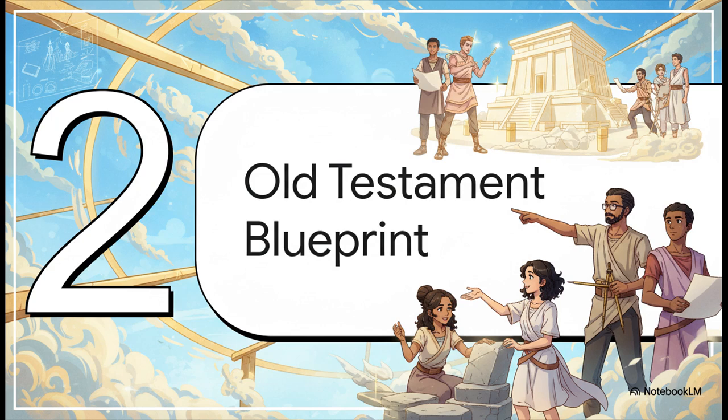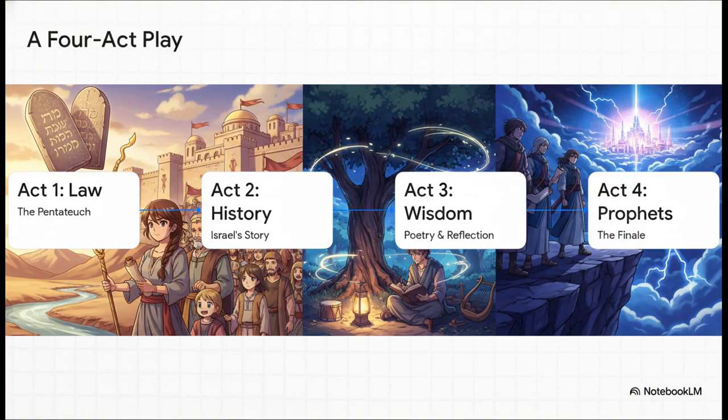All right, let's switch gears and look at the second blueprint, the one for the Christian Old Testament. In this case, the architects used the same basic materials, the same books, but they designed a whole new structure with a very different end goal in mind. So instead of three sections, the Christian Old Testament is arranged into four. A great way to think about it is like a four-act play. Act 1 is the law. Act 2 walks you through the history of Israel. Act 3 is a pause for reflection with all the wisdom literature. And all of it builds to a final climactic fourth act, the prophets.